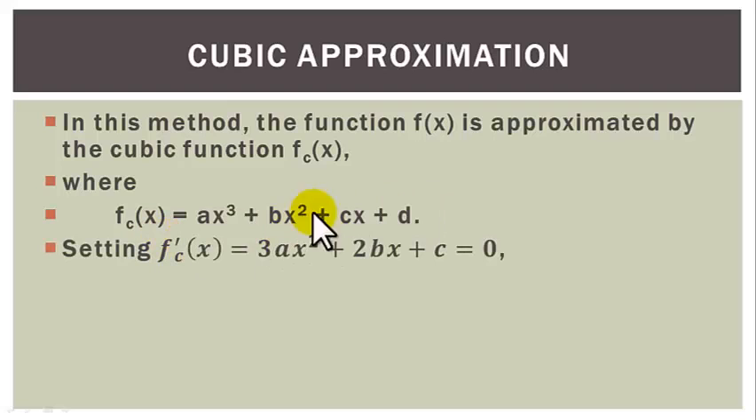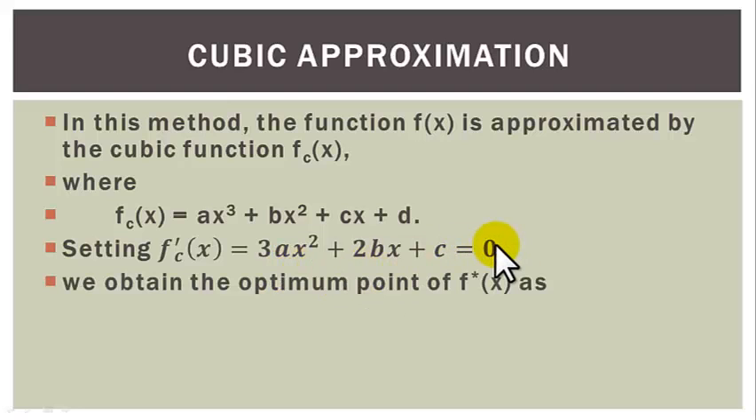Now differentiating this function with respect to x, this will give us 3ax squared plus 2bx plus c, and equating this to 0, this is a quadratic equation which can be solved to obtain the optimum point for our fc of x as follows. So we use the quadratic formula to obtain x star equals minus b plus or minus the square root of b squared minus 3ac, all over 3a.